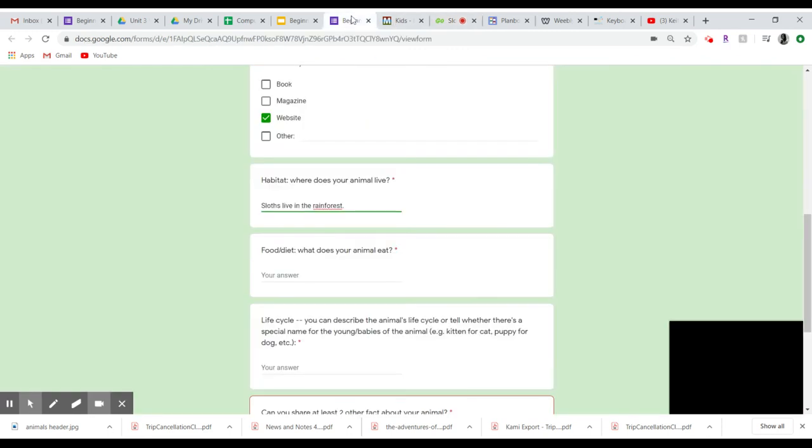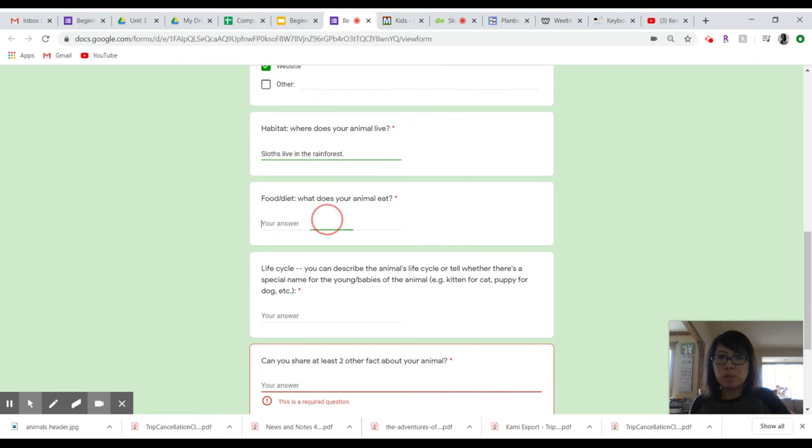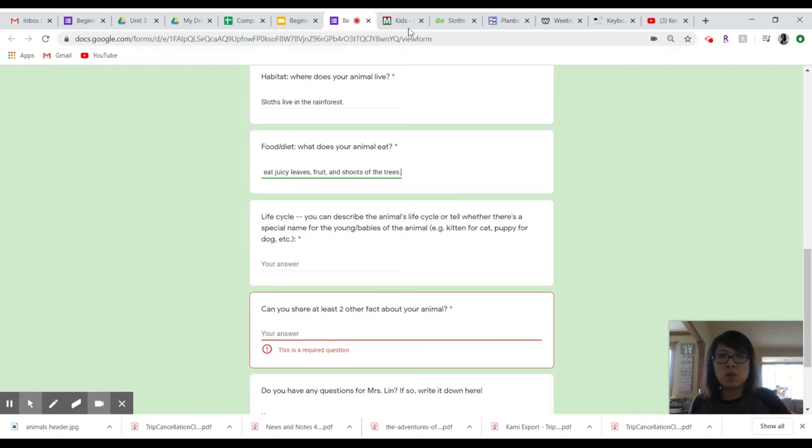All right, so let's go back to our form. What does your animal eat? So sloths eat juicy leaves, fruit, and shoots, tree. Okay, and that's all you have to do in order to finish this form.